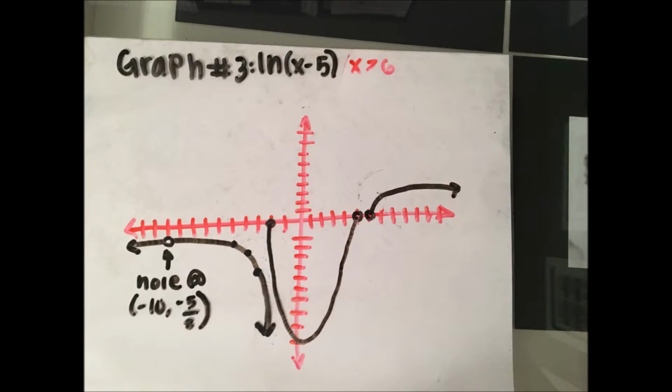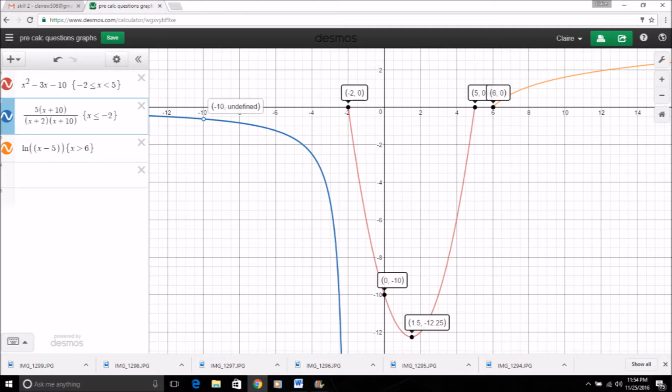The final graph that I graphed was the natural log of (x minus 5) with the domain x is greater than 6. And so the way that I graphed that is I knew that the natural log of just x had an x-intercept of (1, 0), and so that -5 moved the graph over 5 to the right, so the x-intercept is going to be at (6, 0), and since the domain is x is greater than 6, it only included the values from 6 on, and so it didn't include the negative part of that graph.